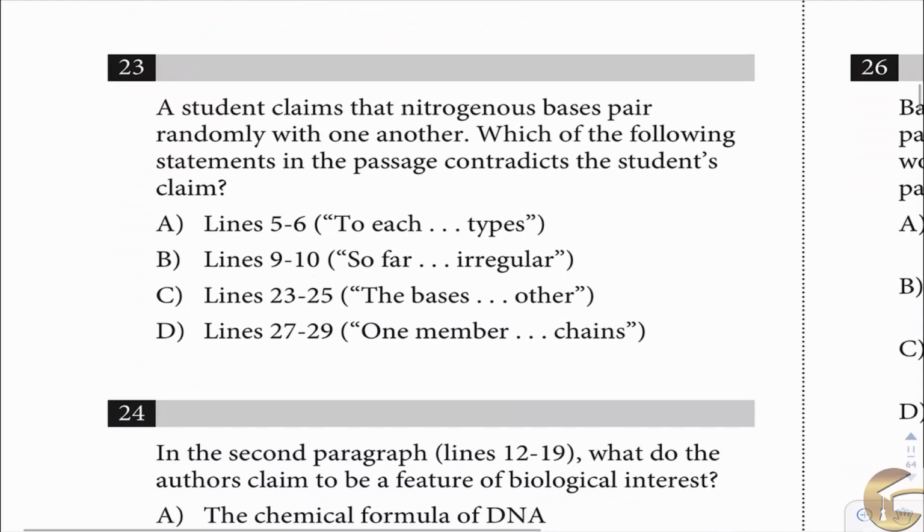Moving on to 23, it says a student claims that nitrogenous bases pair randomly with one another. So we have a statement here that these bases pair randomly. Which of the following statements in the passage contradicts the student's claim, that goes against it? So I want to look at this evidence, and see which answer choice says the opposite of nitrogenous bases pair randomly. I'm going to be looking for an answer that says they don't pair randomly. They have a very distinct pattern. So that's what I want to find when I look at my answer choices for number 23.